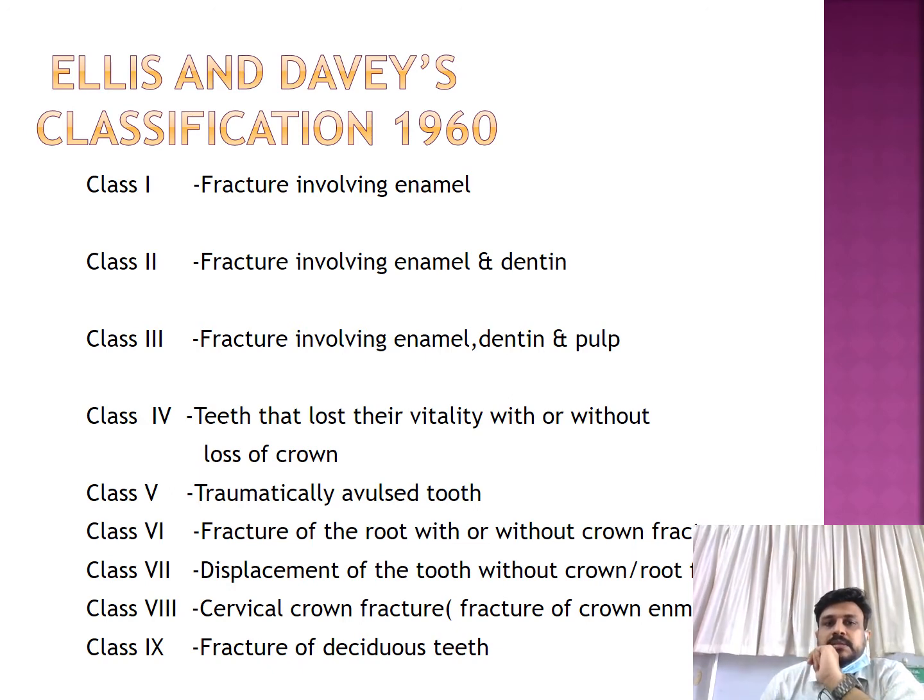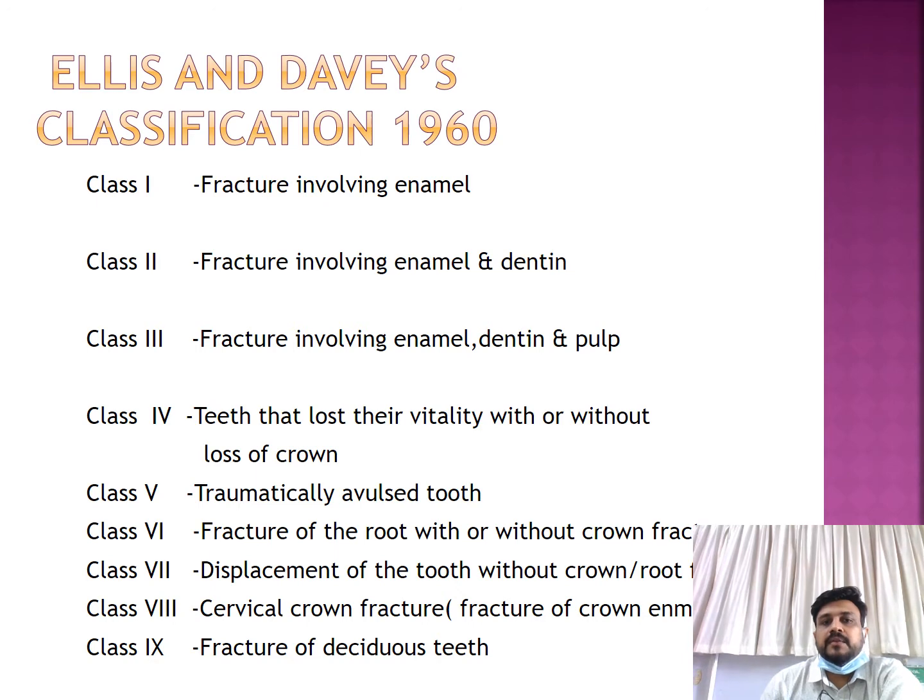Then class 3 means fracture involving enamel, dentin, and pulp. Whenever the pulp is involved, there will be pain. So you need to end up doing root canal treatment, or in the worst case scenario, you will have to extract it. Class 4 is teeth that lost vitality due to trauma. Basically, it's a non-vital tooth due to trauma.